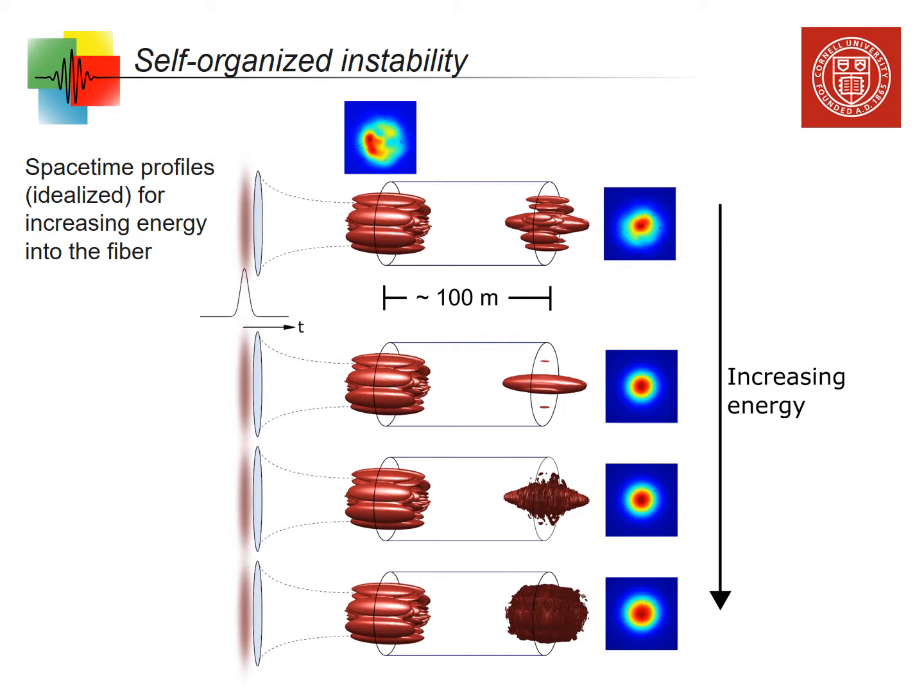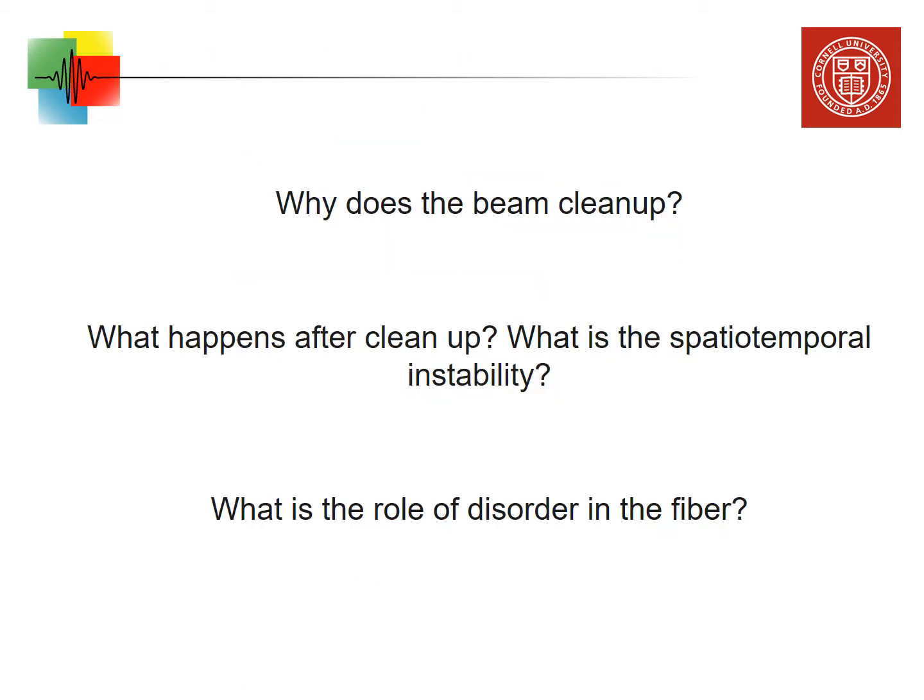We have the self-organization, which is the nonlinear attractor, which is the energy going into the fundamental mode, and we have the instability, which is this spatiotemporal complexity that we observe. So there's a lot of questions here, right? What exactly is this beam cleanup? And what is this process that's happening after the beam cleanup? What is this spatiotemporal complexity or spatiotemporal instability that we observe? And finally, something that is very important for applications, for practical uses, and for doing real experiments is we have to ask ourselves, what is the role of disorder in the fiber? And this is a very palpable process.